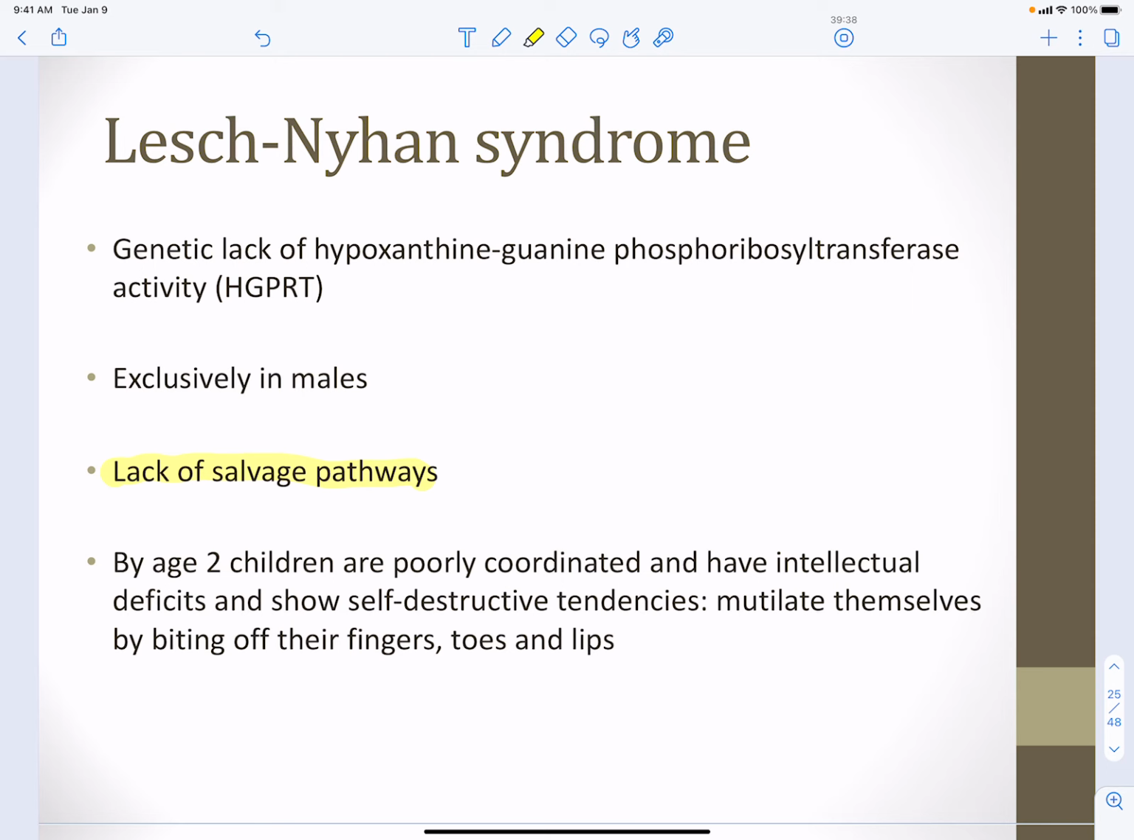And so early on in development, children typically by the age of 2 have intellectual disabilities, and they also show self-destructive tendencies. So they mutilate themselves. They bite their fingers and toes and their lips. It's a very debilitating disease.